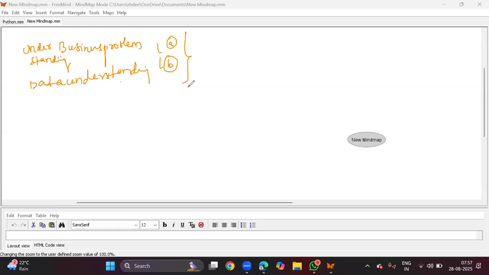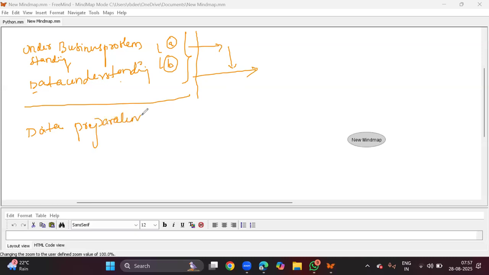So what is happening here? We are trying to understand the story in such a way that a data scientist should be a very good storyteller. So the business problem should be understood properly. Then whatever data pertains to that business problem should be understood properly. Then comes the preparation of the data.